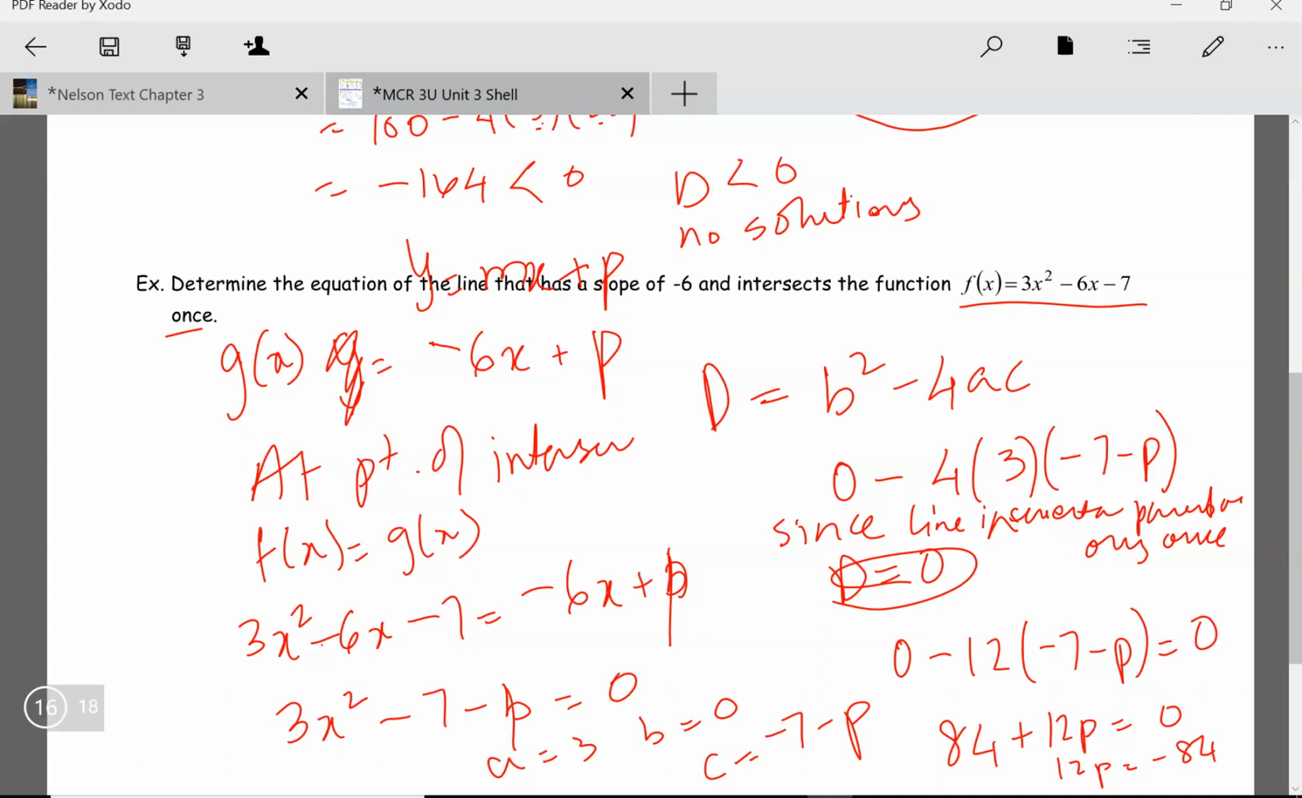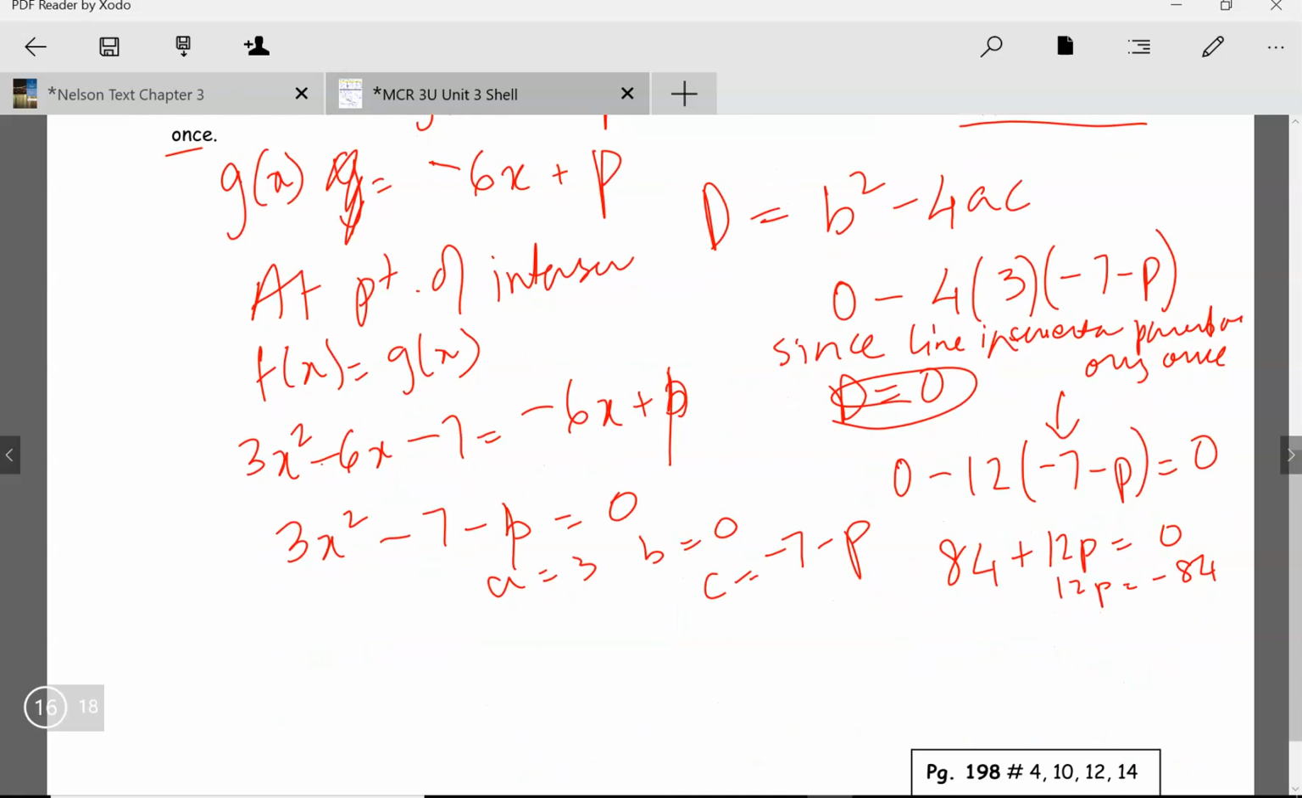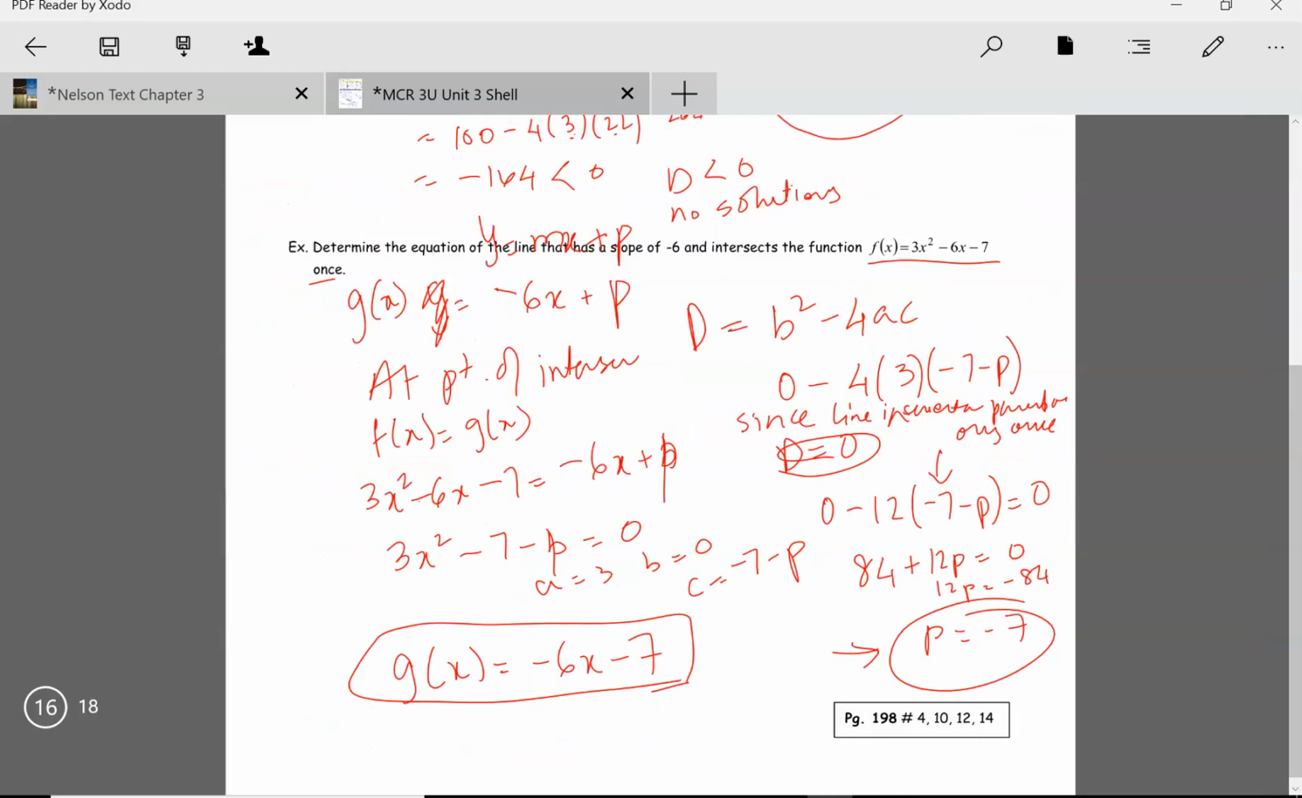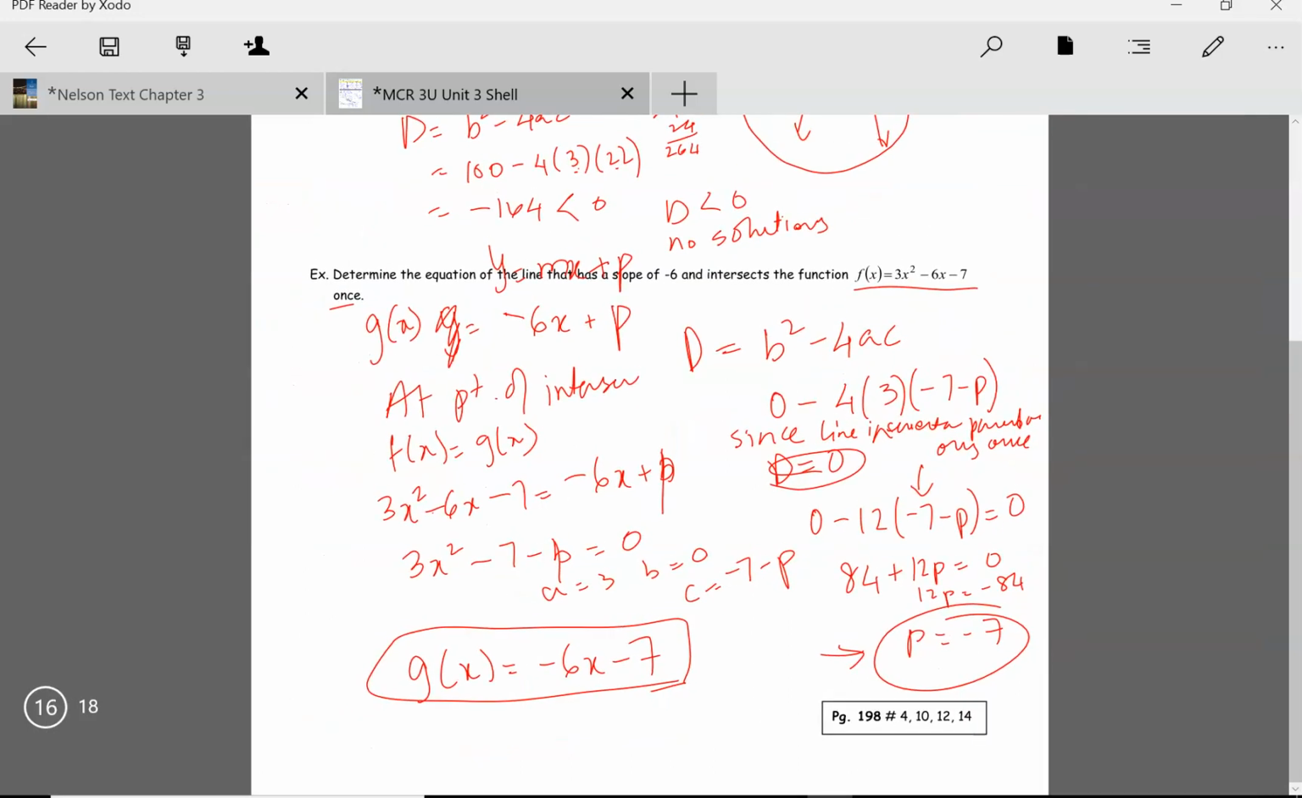Well, I mean, p equals -7. You kind of get that from here as well. I'm kind of wasting time. But however you get to it, p equals -7 should be the answer that you get. So your equation of the line here should be -6x minus 7. That is the equation of the line that intersects this parabola exactly one time.